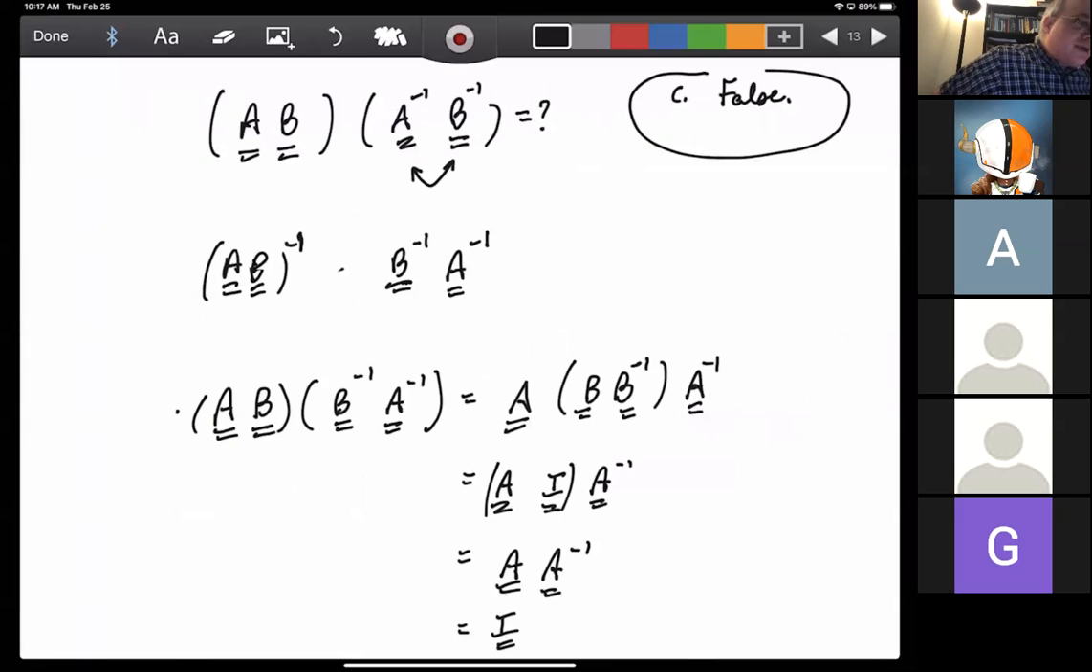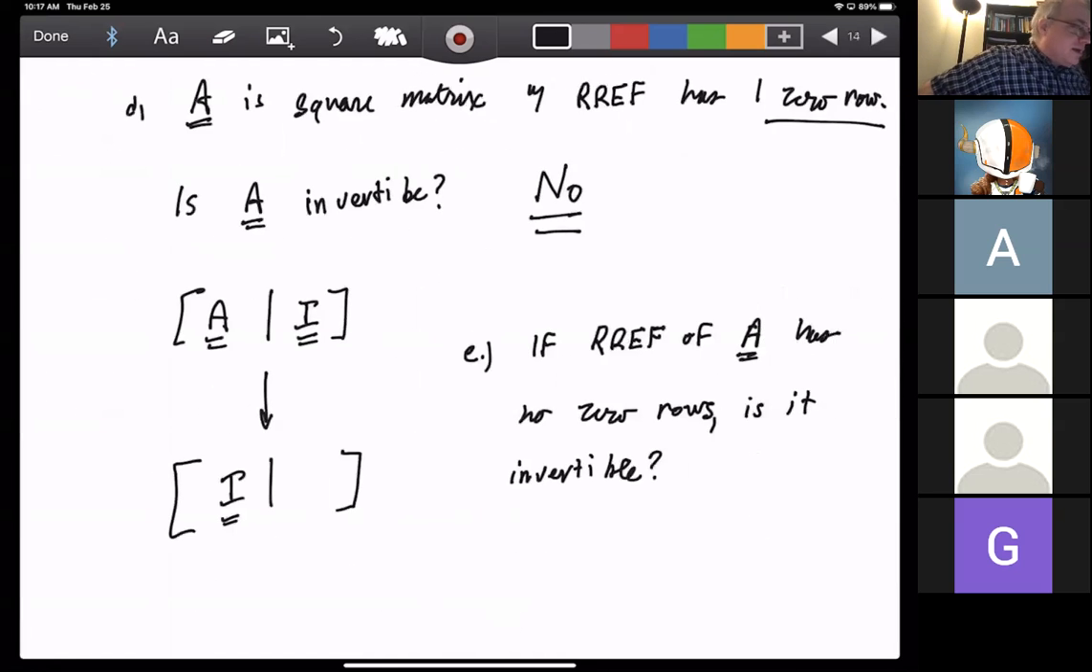So it turns out that the inverse that you were told to look at was just the string of the inverses of the factors in the same order, but you have to reverse the order of the factors. Okay. All right.